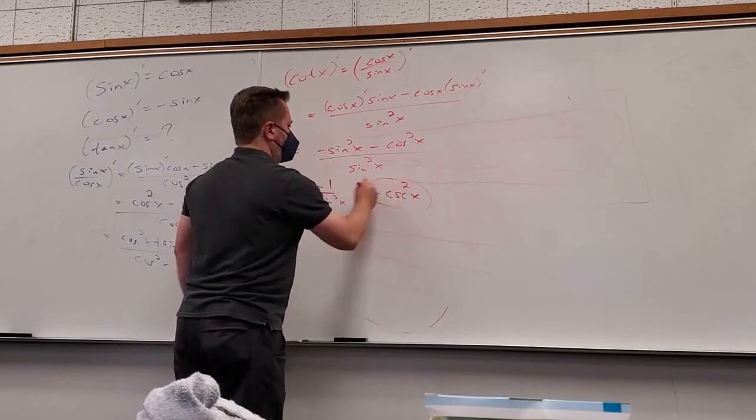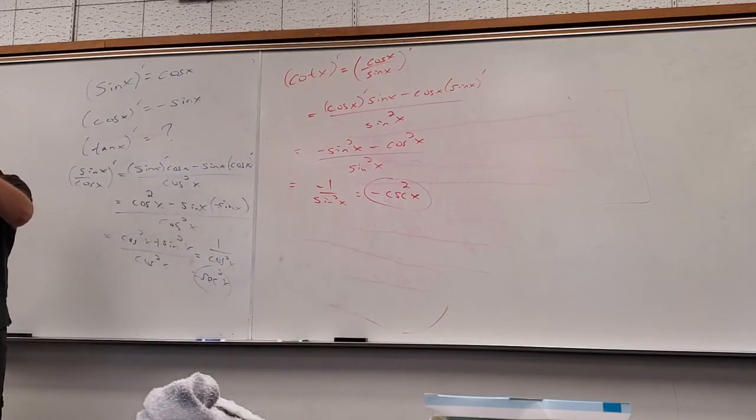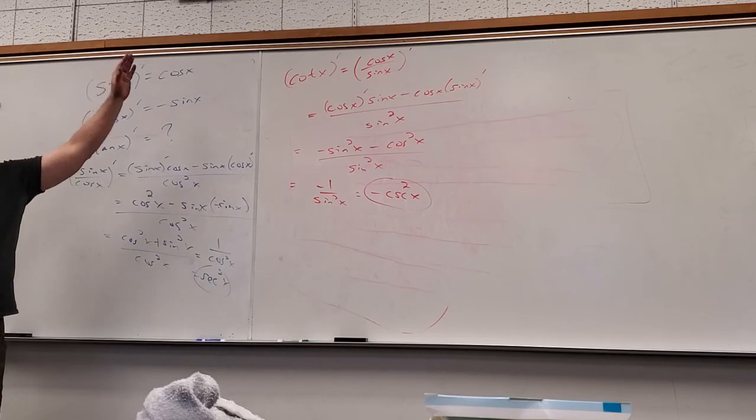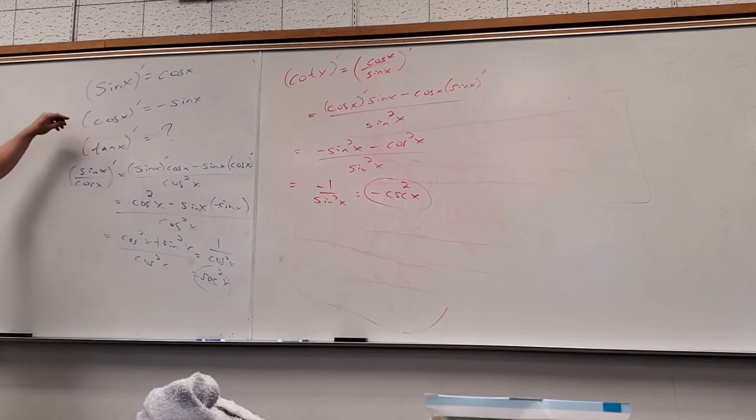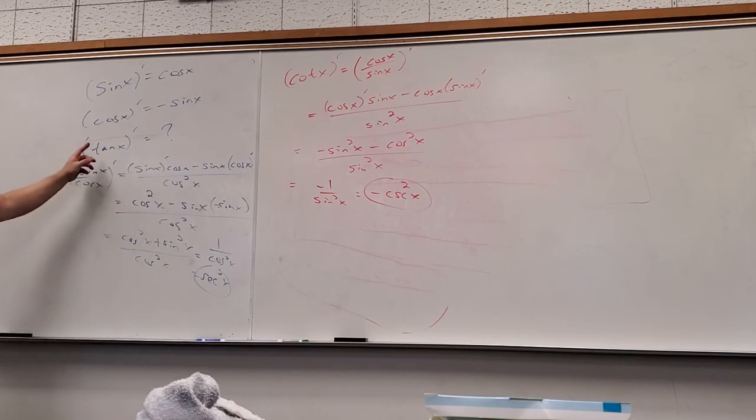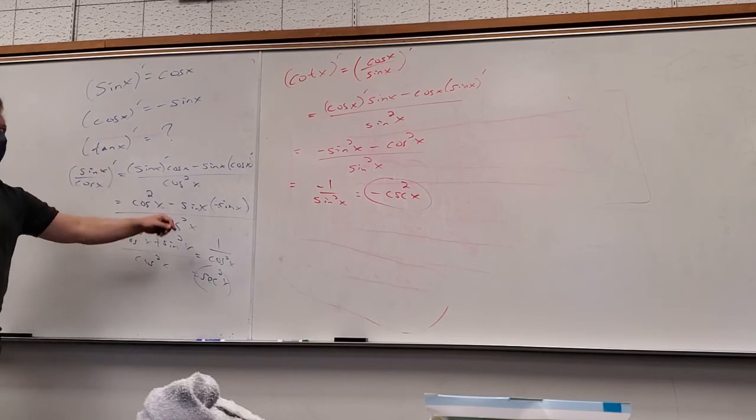Oh, squared there. Now watch, this is kind of cool. Because you're going to have to memorize all of this. Not the derivation, but the answers, right? So your sine is cosine, your cosine is negative sine, derivative of tangent is secant squared. Now watch this. Derivative of tangent is secant squared.